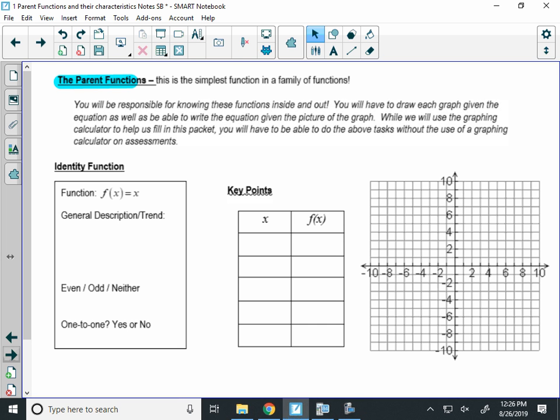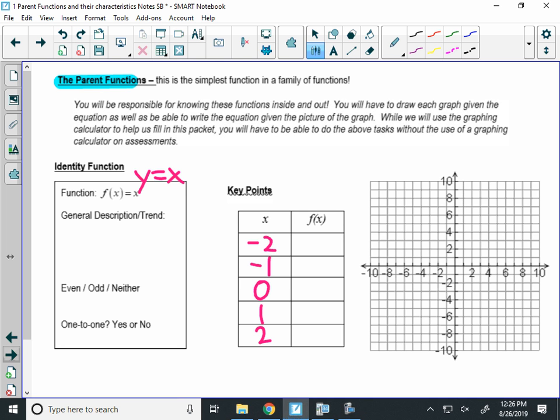Especially because the first one you should know. It's called the identity function. f of x equals x. That's just like the equation y equals x. You all should know how to graph that. So you can use your calculator, but I think we can do points without our calculator. I'm going to say some key points here. Negative 2, negative 1, 0, 1, 2.